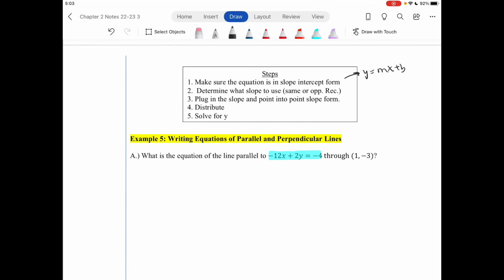So we need to solve for our y variable. To start off step 1, I'm just going to rewrite our equation. So we have -12x plus 2y is equal to -4. We're going to add 12x to both sides in order to cancel that out and get y by itself. So 2y will equal 12x minus 4. Then we can divide both sides by 2, and y is going to equal 6x minus 2.